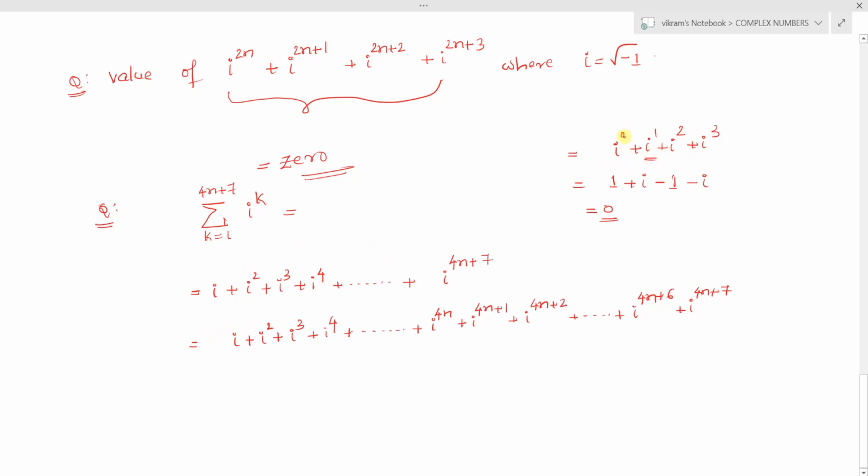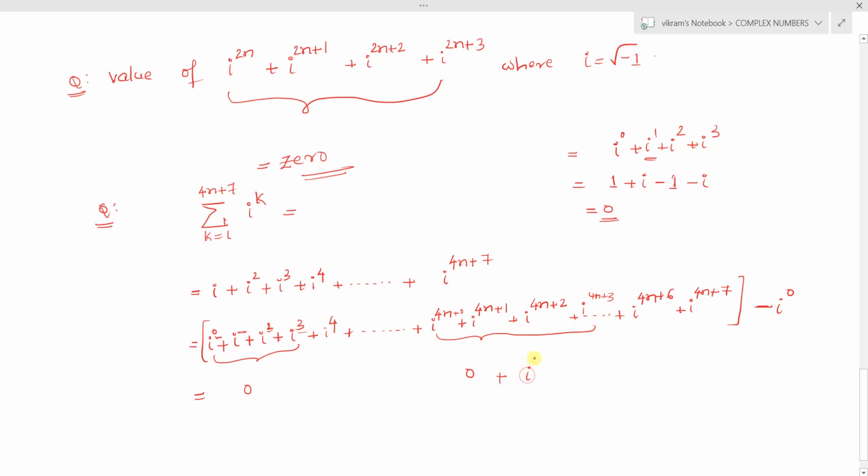To get iota power 0, that means plus 1 has to be added, and I am subtracting iota power 0. I am adding and subtracting iota power 0. So from this we can group by 4: remainder 0, remainder 1, remainder 2, remainder 3. These 4 consecutive terms result in 0, and so on. Similarly, 4n plus 0, remainder 1, remainder 2, and i^(4n+3) up to 8 also result in 0.